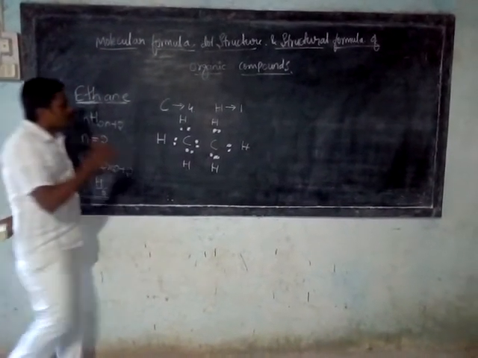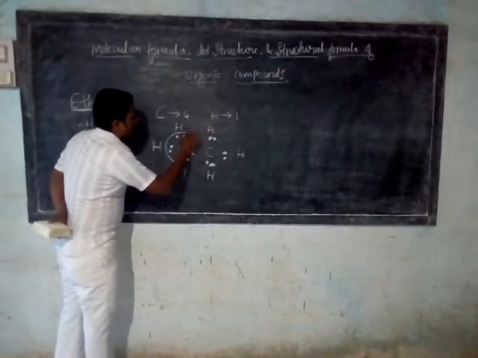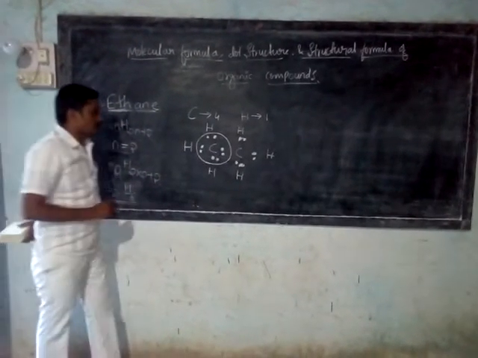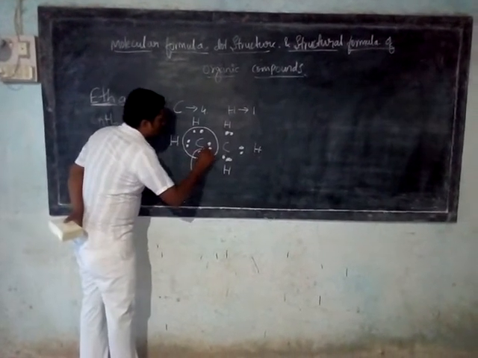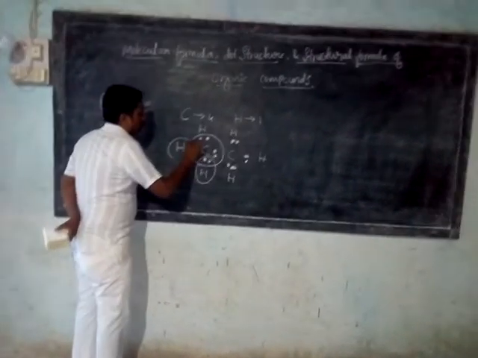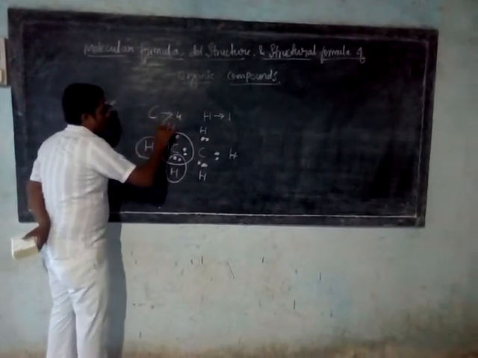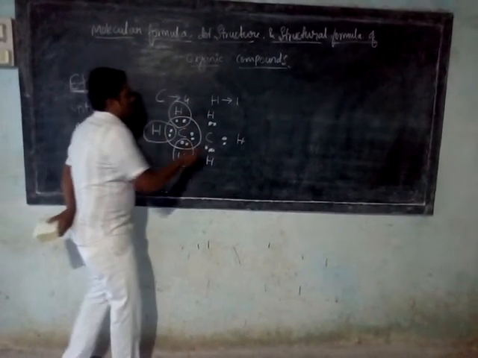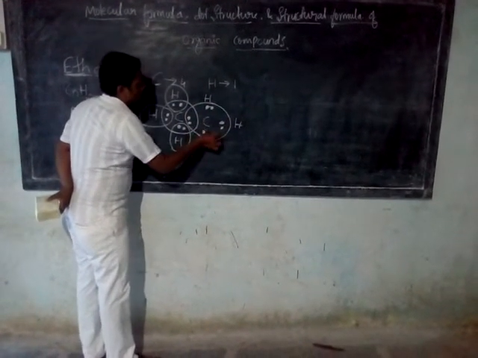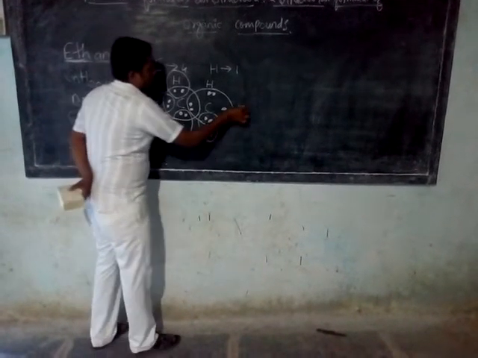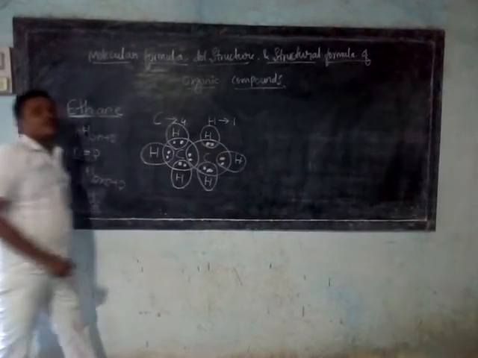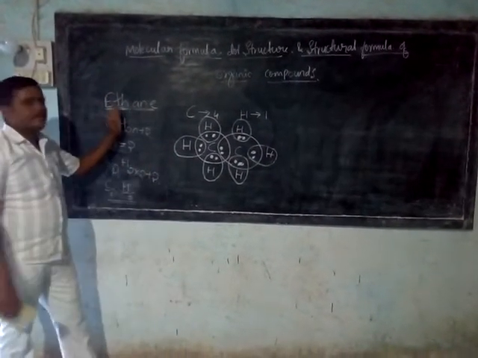Still not completed. Now I am going to draw the circles. How to draw the circle is very important. Just see how I am drawing the circles. Here these two dots should come in both, like this. You have to draw the circle. This is the dot structure for ethane.